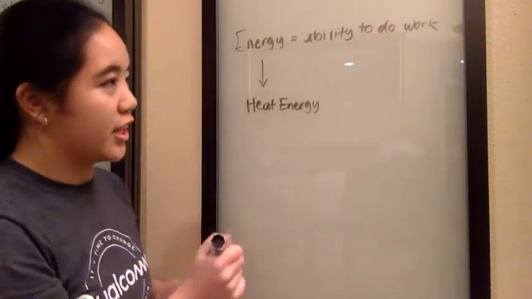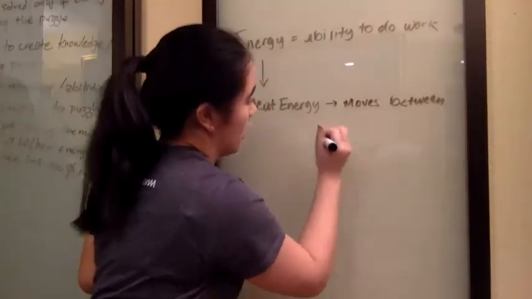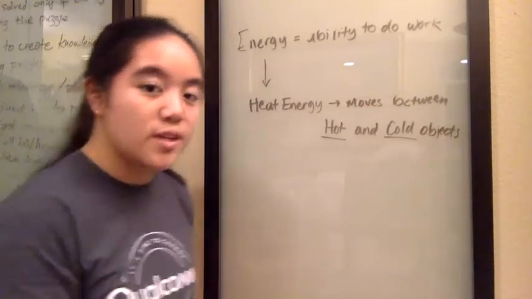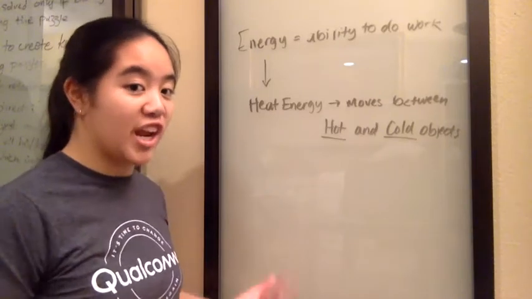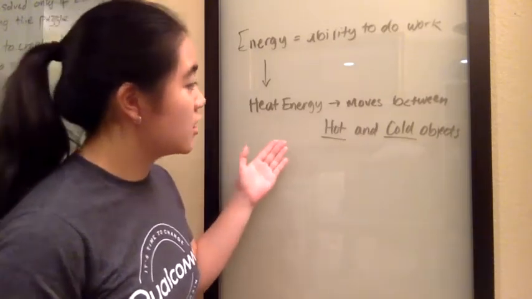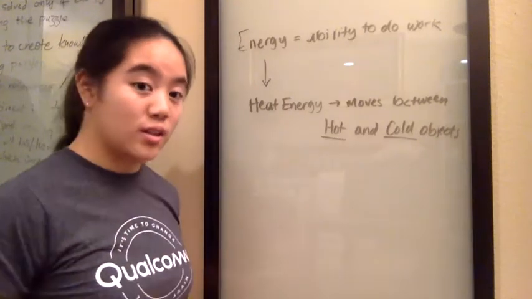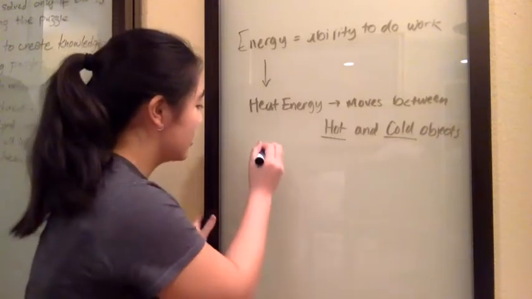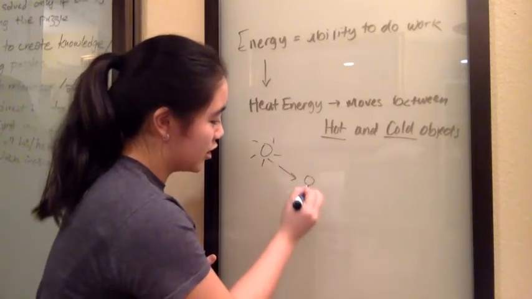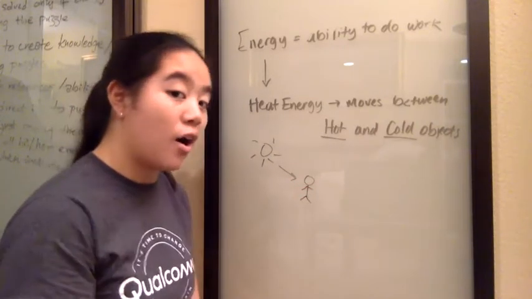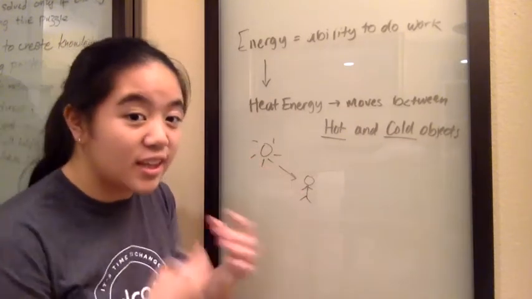So heat energy moves when there's a difference in temperature. Heat is a type of energy, energy being something that can move or change something. So heat moves between hot and cold objects. You see this all the time, such as when you go outside in the sun. The sun gives you heat energy because the sun is a lot hotter than you. So heat energy goes from the sun and then hits your skin and then you feel hot.